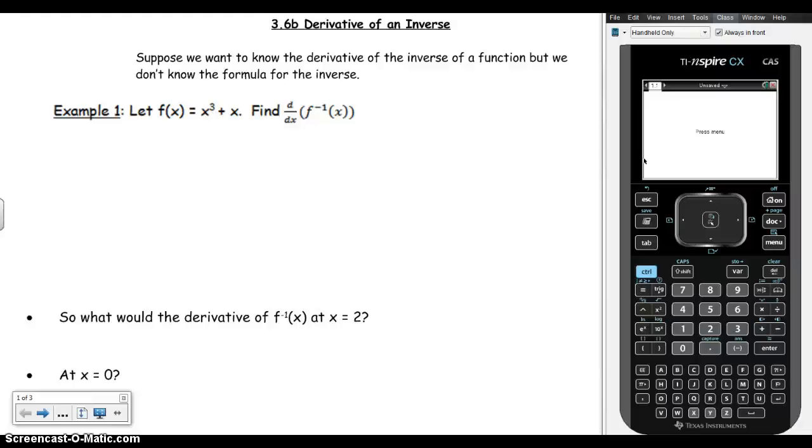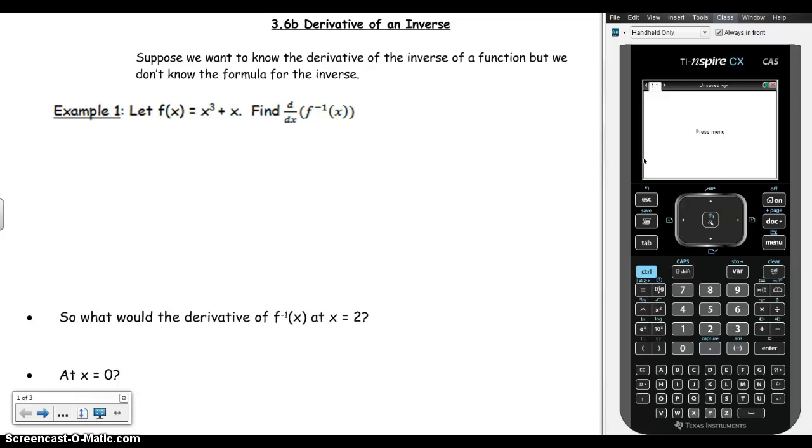In this video, we're going to look at finding the derivative of an inverse of a function. Sometimes we may not know the actual formula for the inverse equation, and sometimes we may not even have the function equation, but we should still be able to find the derivative of the inverse either way.